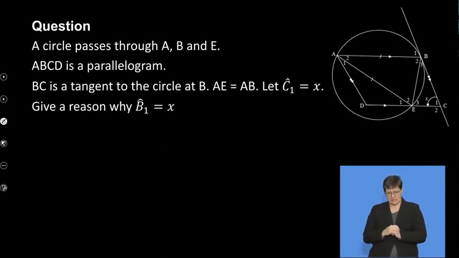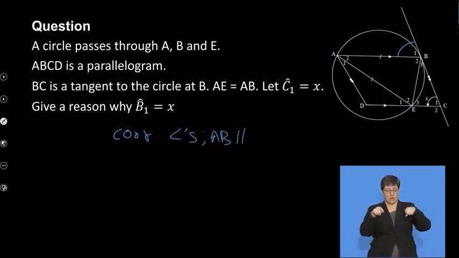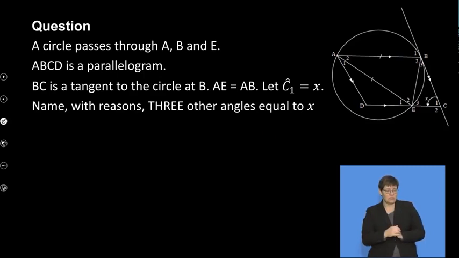And your reason for B1 being equal to x will just be corresponding angles. Corresponding angles, because AB is parallel to DE, right? Because we were given that. And then the next question, which will be just 3 more angles that are equal to x and reasons. Firstly, we know that this is equal to x, and that is a tangent, right? BC. So meaning it makes E2 also equal to x.